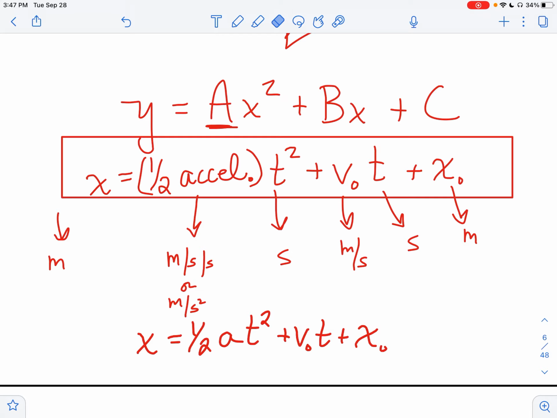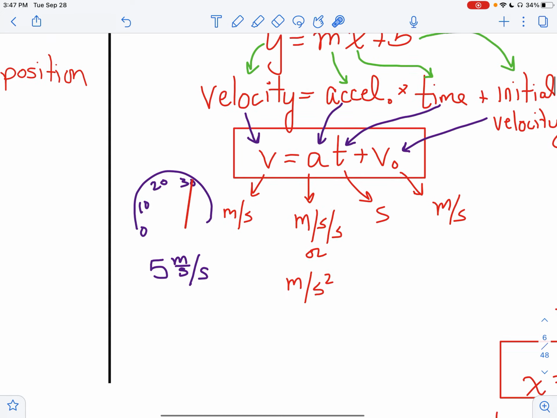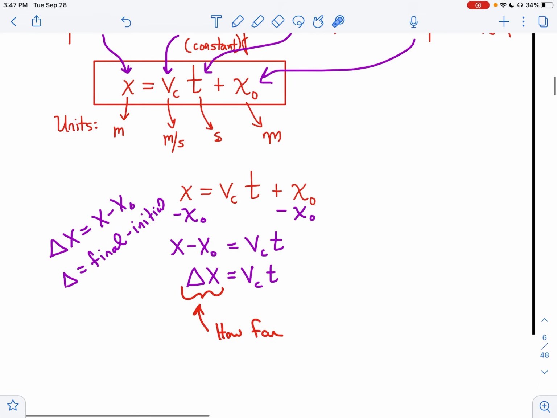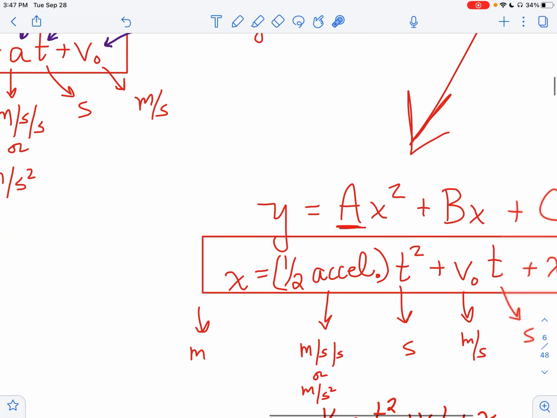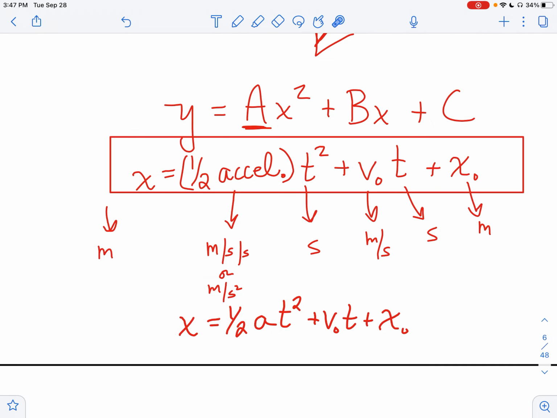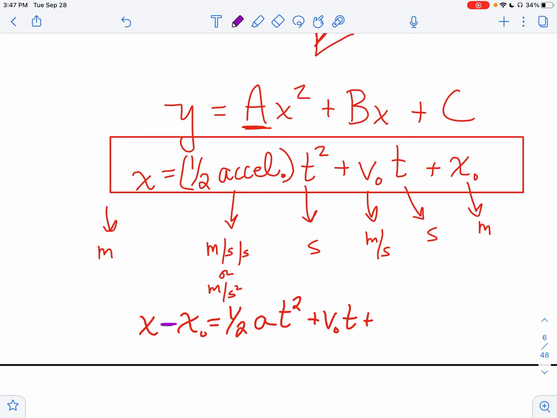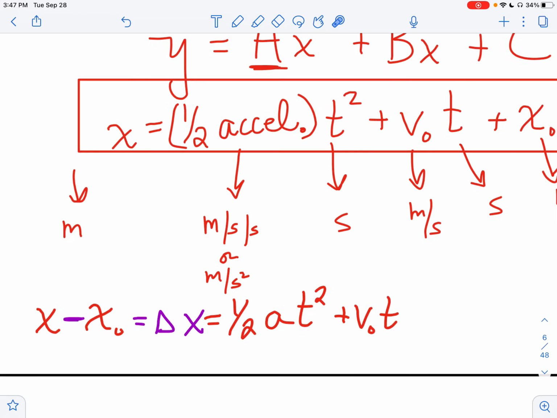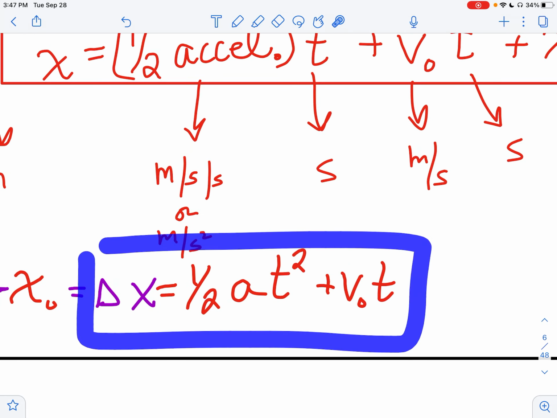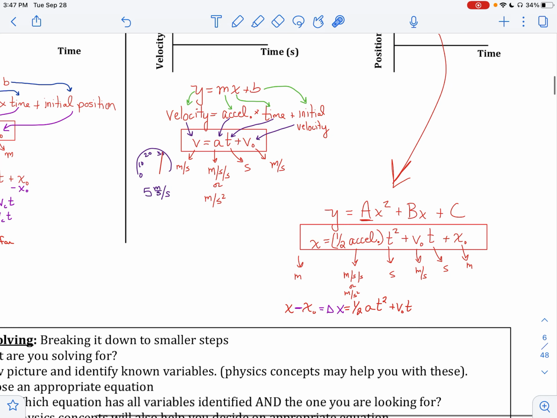Remember on the last one, on the constant velocity, how we did this, we moved this x naught over to this side. We can do the same thing here as well. So we have x minus x naught, subtract x naught from both sides. But instead of writing that as x minus x naught, we can shortcut it and just say, oh, that is delta x. That's how far. And that'll just tell us how far. It won't tell us necessarily where we started or where we ended, but how far.